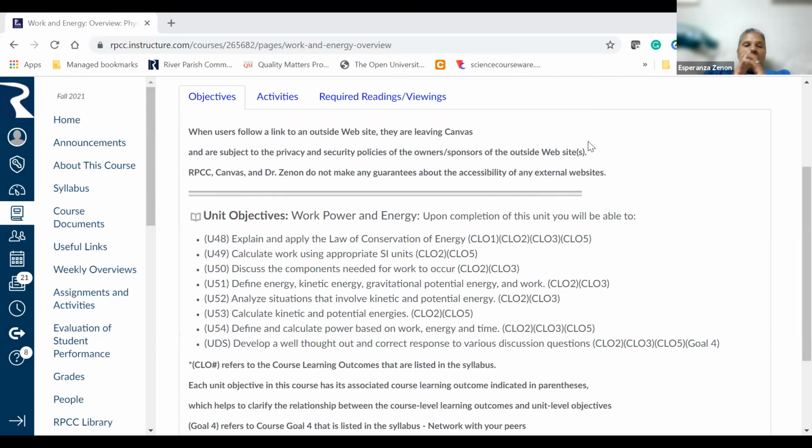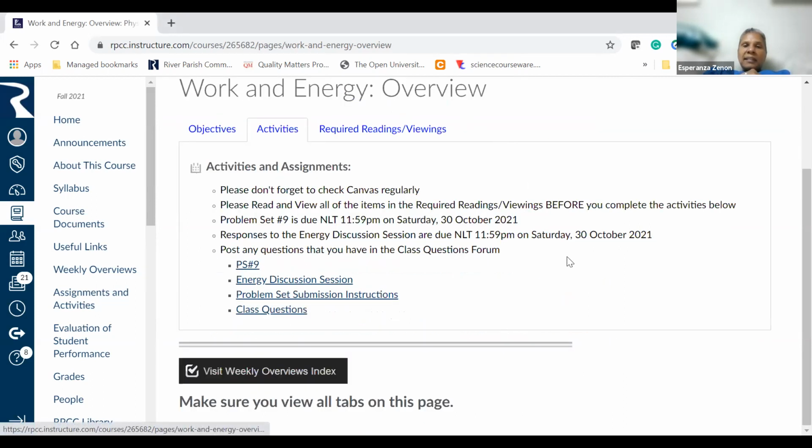Okay, so those are the kinds of things that you should be able to do as a result of completing this overview. You do have some activities that you need to complete for this week. You have problem set number 9 that's due this Saturday. And remember, problem sets always lag a week behind. So last week we covered momentum. You did a discussion on momentum. And so this week you'll complete the problem set dealing with momentum.